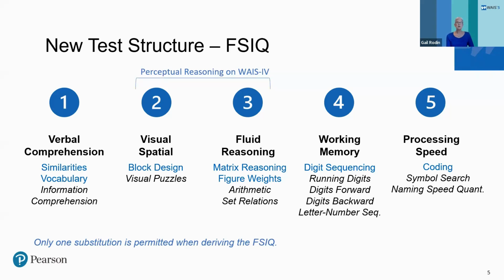And you'll notice down at the bottom that one substitution is permitted when you're deriving the full scale IQ, but only 1. Okay, that's because if you administer more than 1 substitution, you're getting content that's significantly different from what we used in our standardization, and it can't really be compared to the norms that we're providing you. So 1 substitution only.